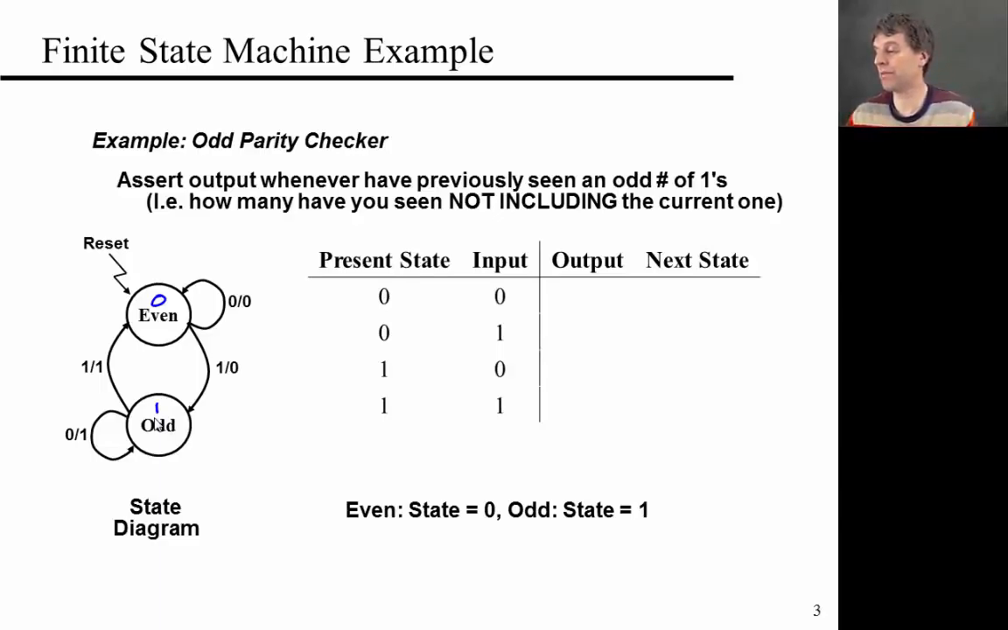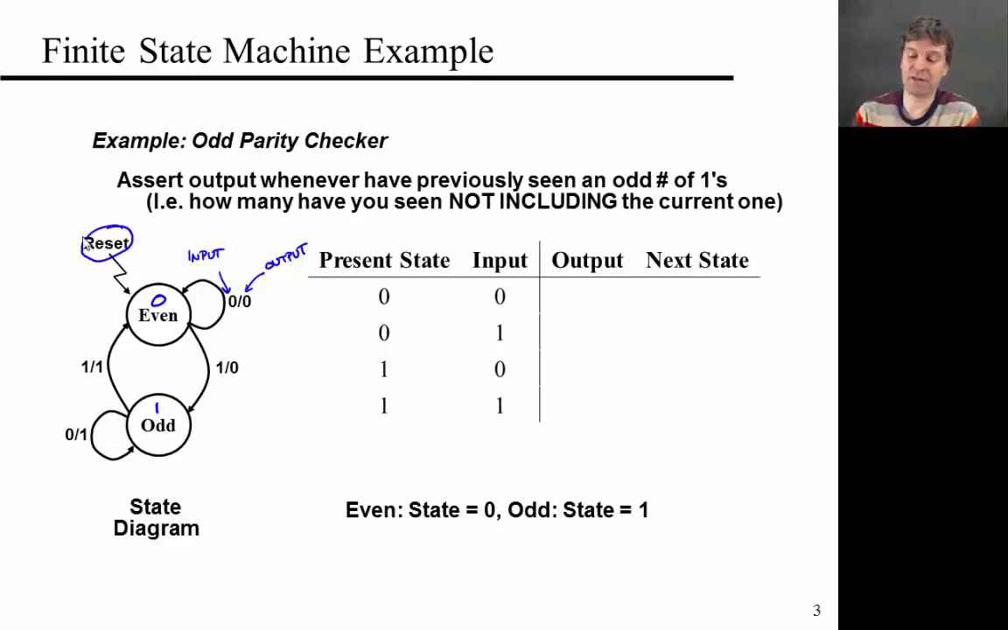So each circle, as I said, is a state, has a name. The two names are odd and even, corresponding to whether you've seen an even number of ones or an odd number of ones previously. The state encodings here will become useful in a second. These arrows between states correspond to transitions. The notation on the arrows is always of the form that you have an input first and an output later. And so every arrow needs to be labeled with both inputs and outputs.